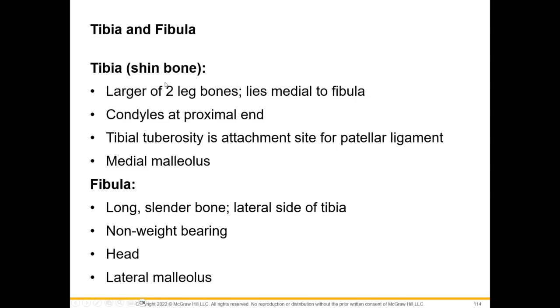Okay, the tibia is also the shin bone. It's the larger of the two leg bones. It lies medial to the fibula. You have condyles at the proximal end. The tibial tuberosity is the attachment site for the ligament, and the medial malleolus is a major part of the tibia as well. The fibula is a long, slender bone on the lateral side of the tibia. It's non-weight bearing, and has a head and a lateral malleolus.